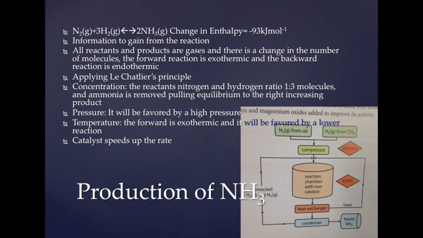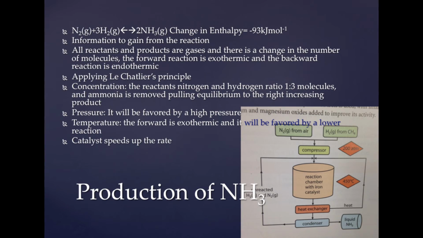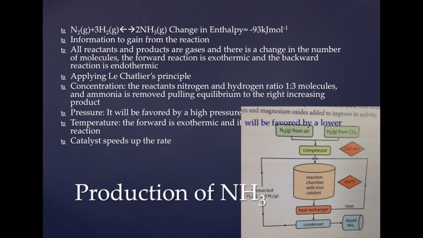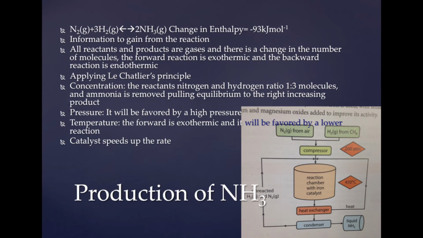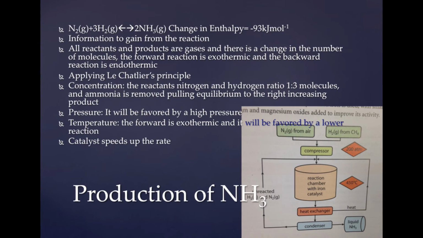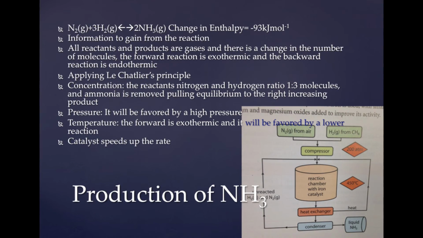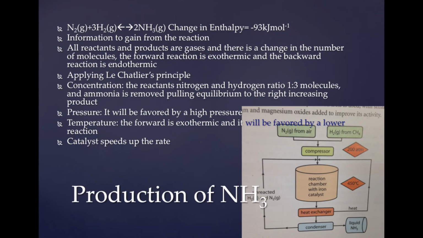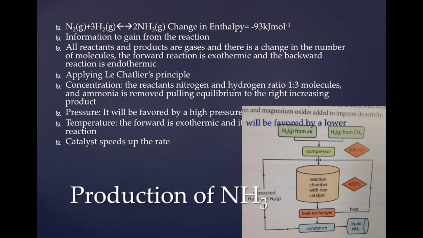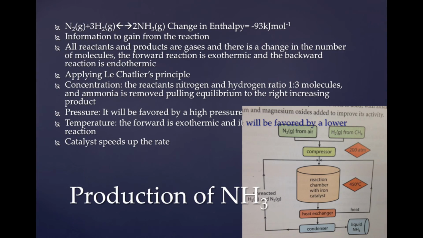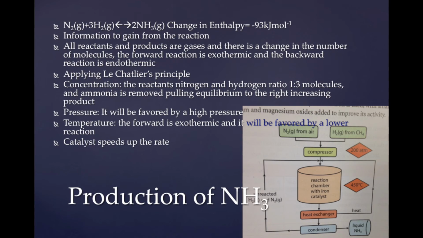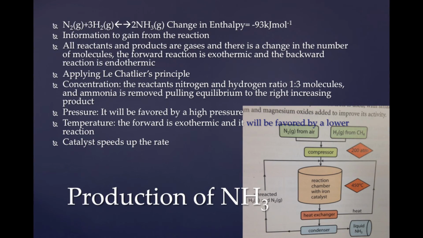So applying Le Chatelier's principle, we can therefore consider the concentration: the reactants nitrogen and hydrogen are supplied in the molar ratio of 1 to 3, and the product ammonia is removed as it is formed, and this helps pull the equilibrium to the right, increasing the yield. And so with pressure, as the forward reaction involves a decrease in the number of molecules, it will be favored at a high pressure. Okay, and for temperature, the forward reaction is exothermic, and it will be favored by the lower temperature.